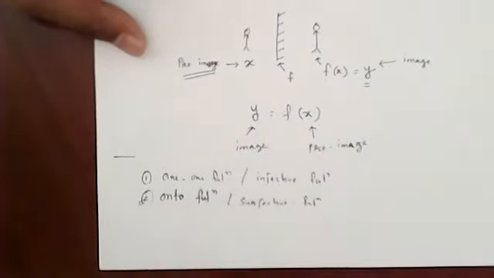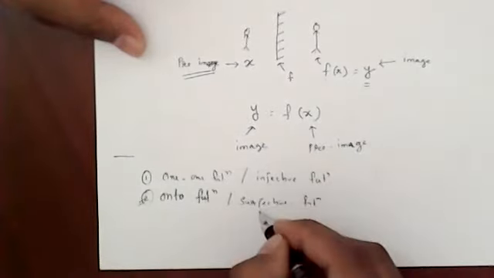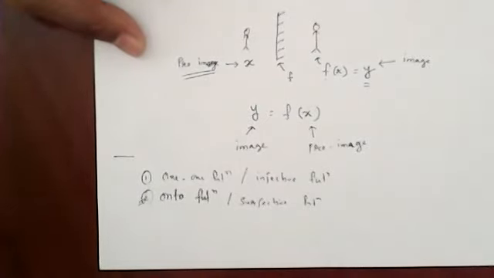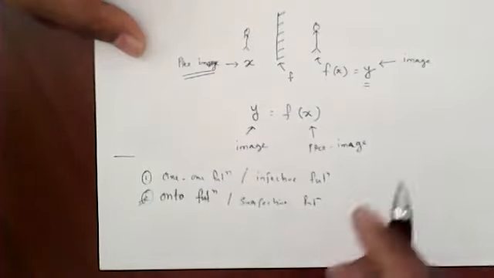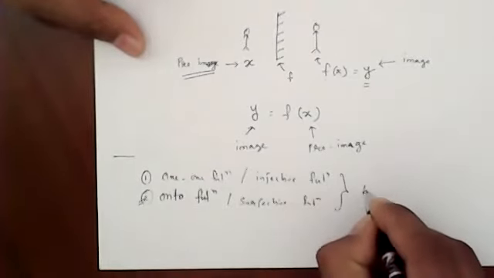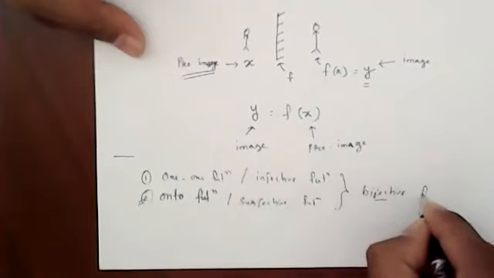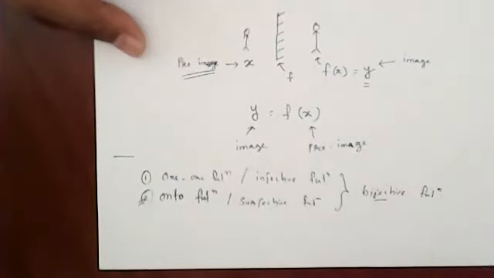Now, if in the case of some functions both happen, that means we have a function which is both one-one and onto, or you can say both injective and surjective, then the function is called a bijective function.